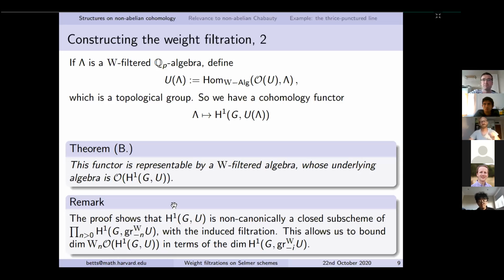So I think this is sort of what I wanted to say about the technicalities of how one constructs where weight filtrations on the affine rings of cohomology schemes come from. And now I want to change gears a little bit and talk about what this actually means in the context of non-abelian Chabauty. And I guess my title maybe betrays that this is something to do with counting the number of rational points.